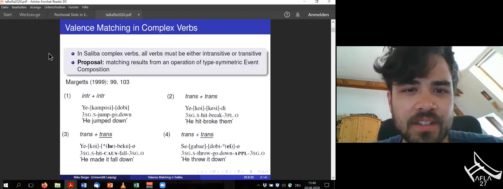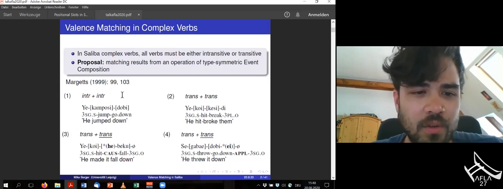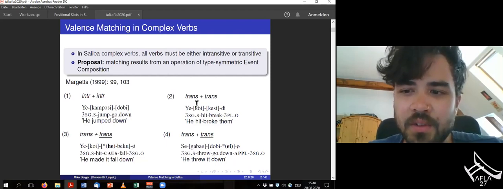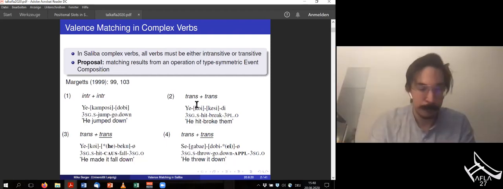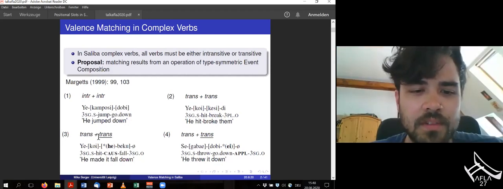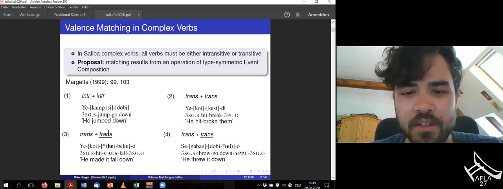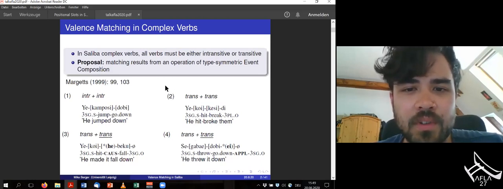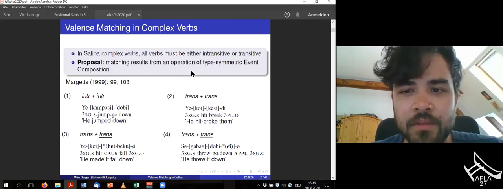In complex verbs in Saliba, all verbs have to be either intransitive or transitive. In one, you can see two simple intransitives. In two, you can see two simple transitives. And in three, you can see a simple and a derived transitive. Derived transitivity is always indicated by underlining, and again in four. I'm going to propose that matching results from an operation of type symmetric event composition.